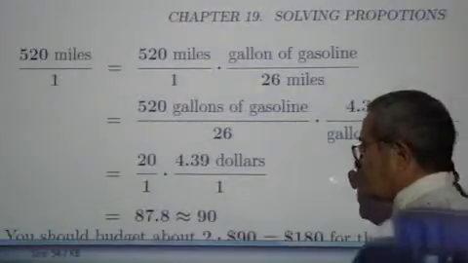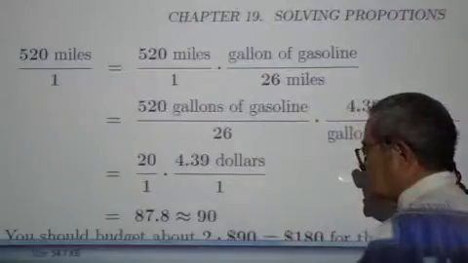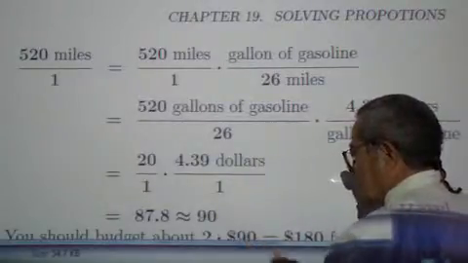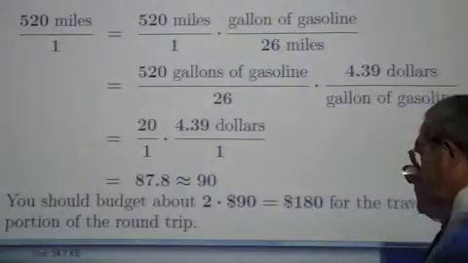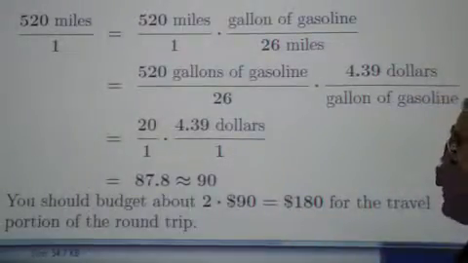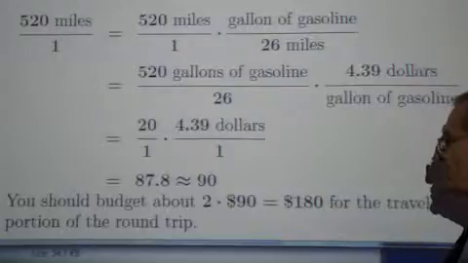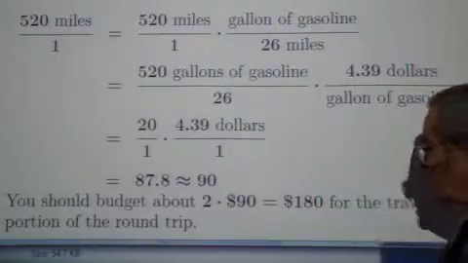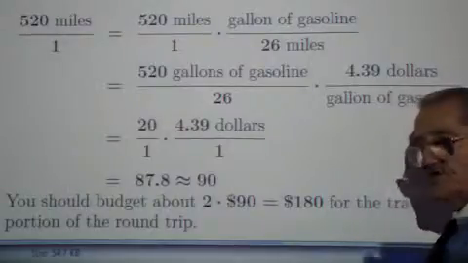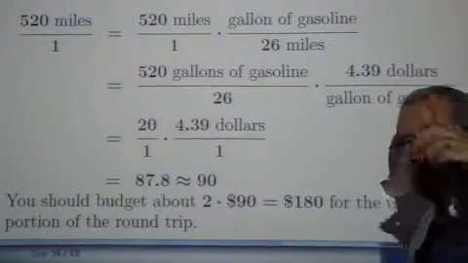And you end up with $87.80, which is about $90, multiplied by 2. I would budget about $120 for the travel portion of the trip. Get that? Units, units, units.